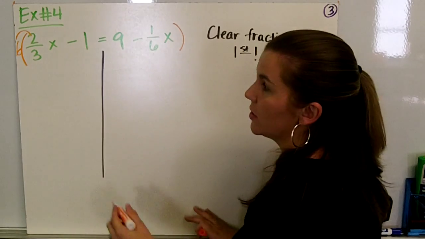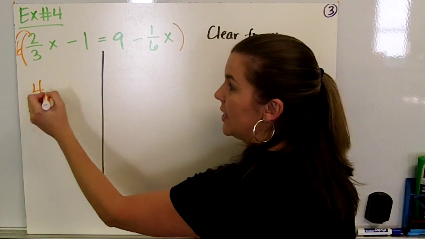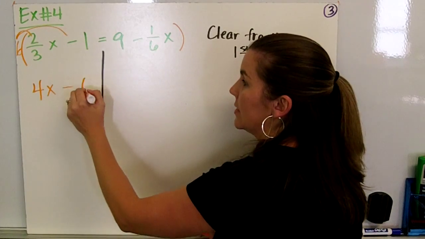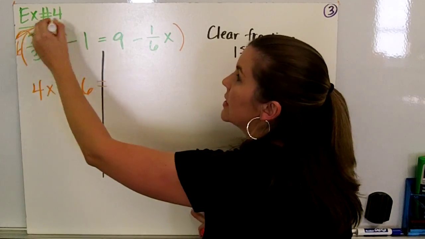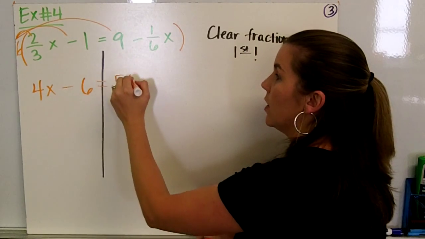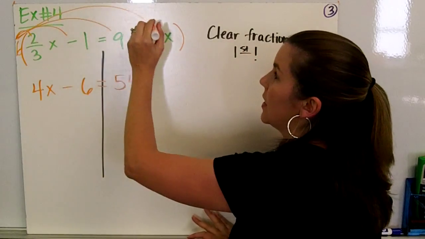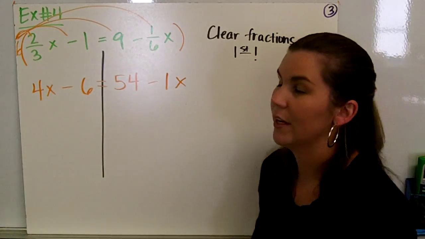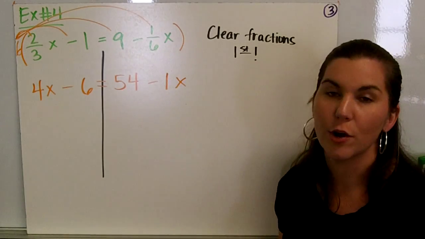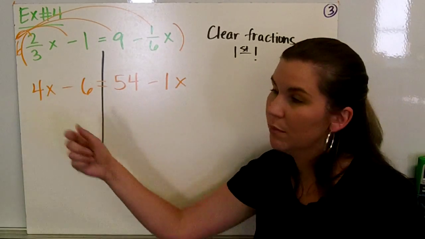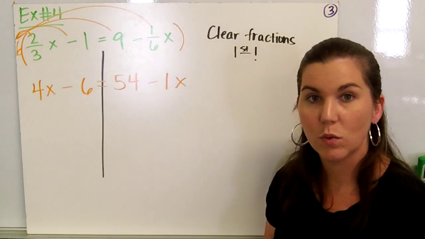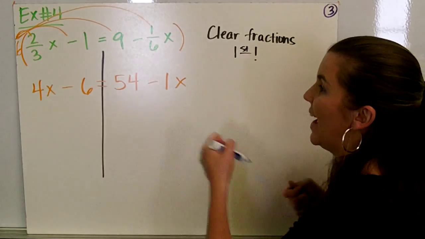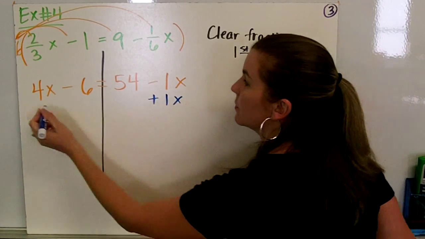6 times 2/3 is 4, and it has an x, so now that's 4x. 6 times -1, that's -6. 6 times 9 is 54, and 6 times -1/6x is -1x, or you could just say -x. Notice no more fractions. I still have x on both sides, so I need to put all of my x's on one side of the equation and everything else on the other side. I'm going to add 1x to both sides.